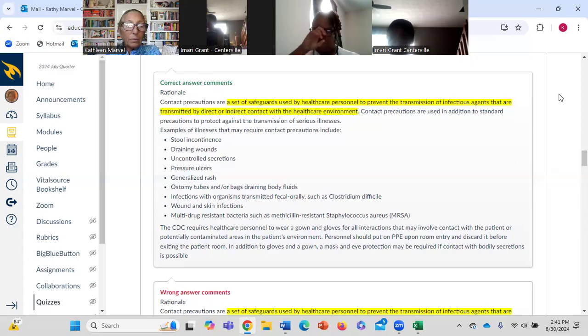Here are some examples of why contact precautions would be used: stool incontinence, draining wounds, uncontrolled secretions, pressure ulcers, generalized rash, ostomy tubes and or bags that are draining bodily fluids. Clients that have C. diff, maybe MRSA, and wound and skin infections. The CDC requires healthcare personnel to wear a gown and gloves for all interactions that may involve contact with the patient or potentially contaminated areas in the patient's environment. We also should be using PPE upon entry into the room and discard it before exiting. Gloves, gown, mask, eye protection may also be needed if there's a potential that you're going to come in contact with bodily secretions.